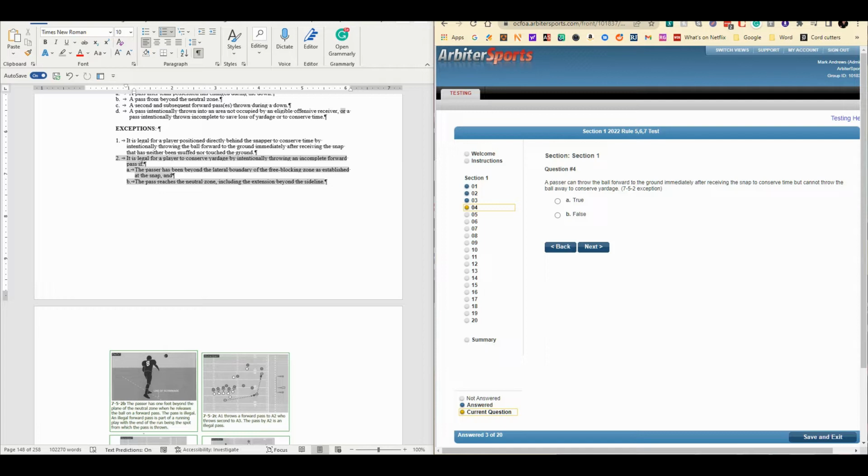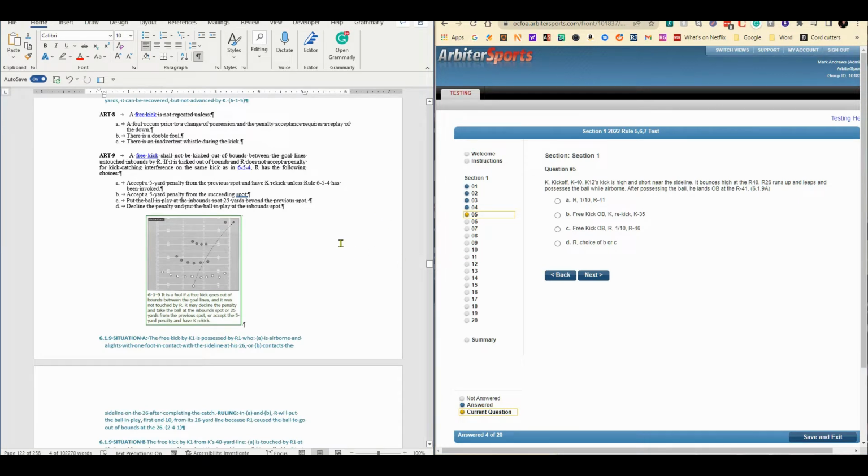And basically, the new rule says it's legal for a player to conserve yardage by intentionally throwing an incomplete forward pass if the passer has been beyond the lateral boundary of the free blocking zone as established at the snap, and the pass reaches the neutral zone, including the extension beyond the sideline. So, the free blocking zone, 4 yards either side of the ball. Once the quarterback, the passer, has gotten outside of that 4-yard line, he is out even if he comes back in. So this is now false.